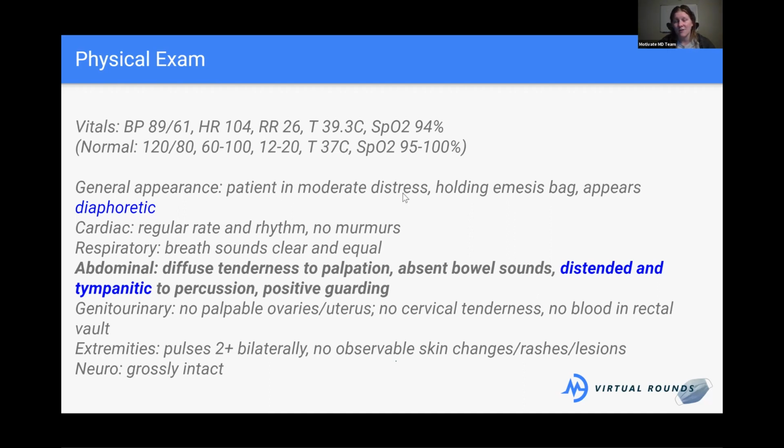This patient's in moderate distress. They're holding an emesis bag. Emesis is just the medical term for vomit. So they're holding a barf bag, basically. And she also appears diaphoretic.